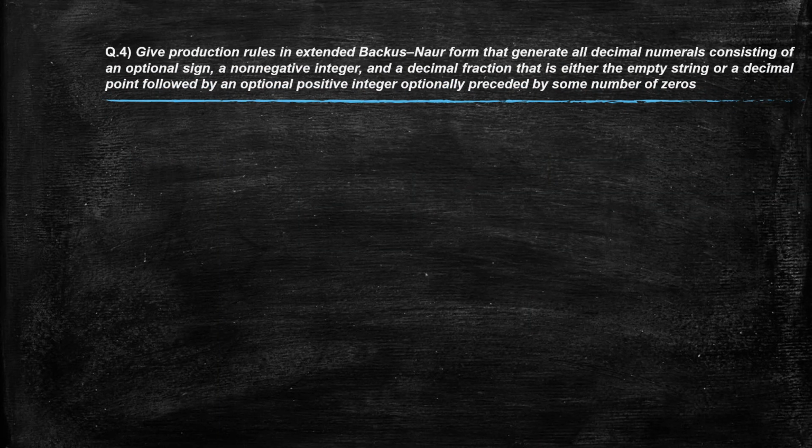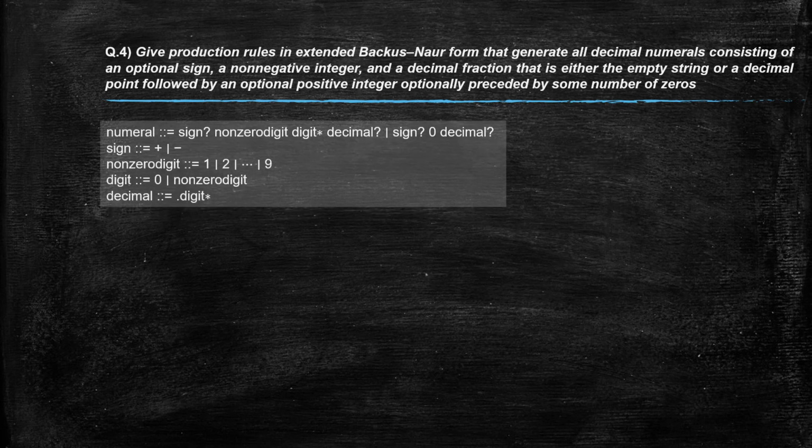So the fourth question is: give production rules in extended Backus-Naur form that generate all decimal numerals consisting of an optional sign, a non-negative integer and a decimal fraction, that is either the empty string or a decimal point followed by an optional positive integer, optionally preceded by some number of zeros. Numeral equals sign, non-zero digit, digit, decimal, sign or zero decimal. Sign equals plus and minus. Non-zero digit is 1, 2 up to 9 and the digit is 0 or non-zero digit. Decimal equals digit.